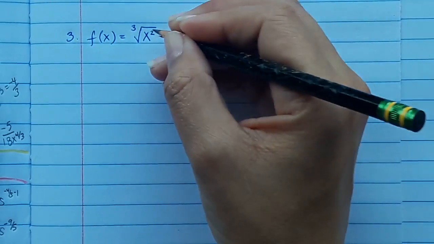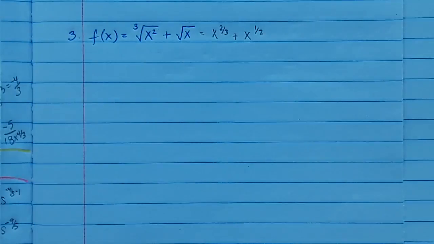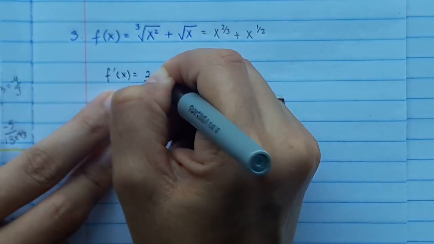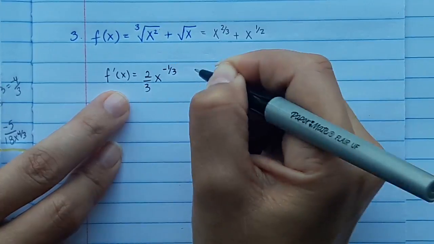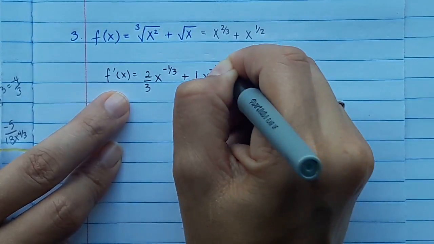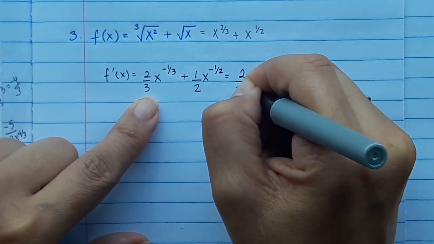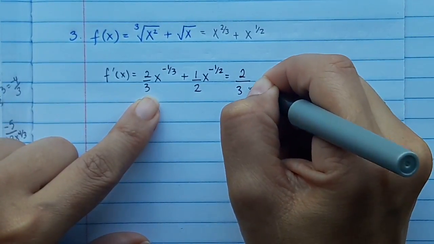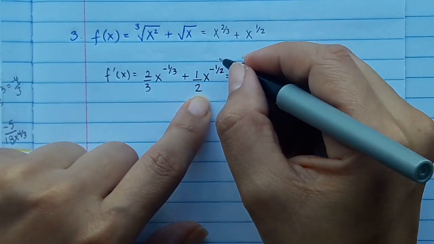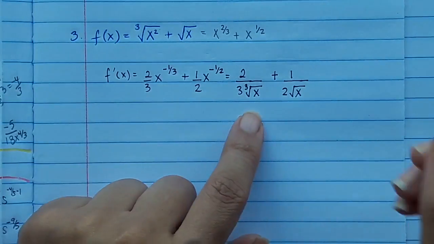So first thing, make them the powers, so that's going to be x to the 2/3 plus x to the 1/2. Then bring the powers down, subtract 1, bring the power down, subtract 1. Alright, let's simplify, bring the x's to the bottom: 2 over 3 times the cube root of x, plus 1 over 2 times the square root of x. Again, we can't have those radicals.